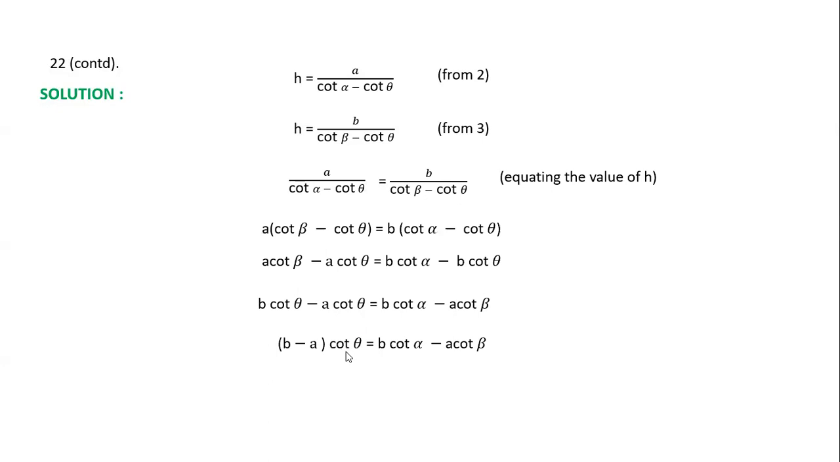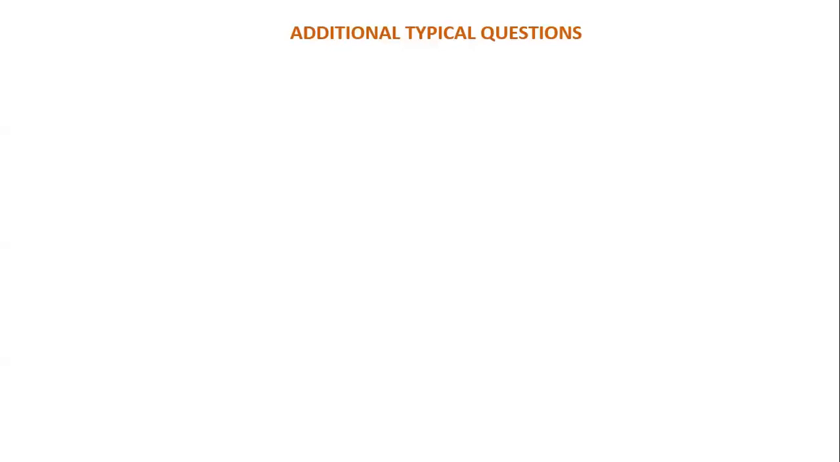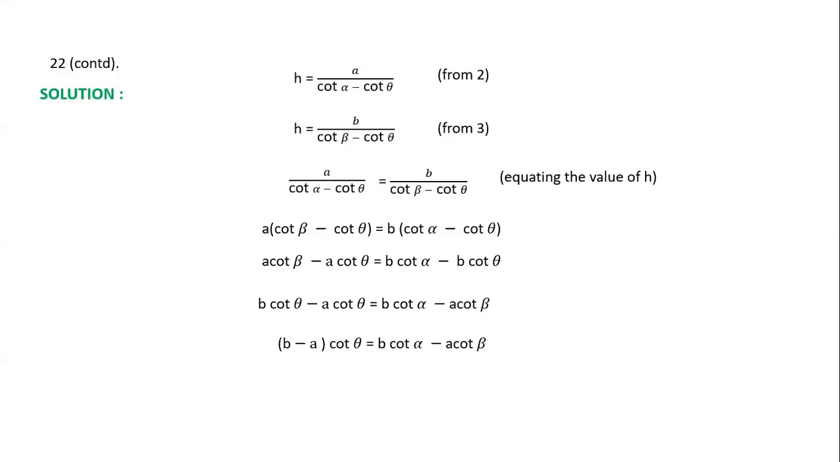Take common. So B minus A into cot theta is equal to B cot alpha minus A cot beta. Bring this one down. Cot theta is equal to B cot alpha minus A cot beta upon B minus A. This is the inclination. Clear? So this is clear now? I think you will have to go through this slide once more so that you get a clearer idea.